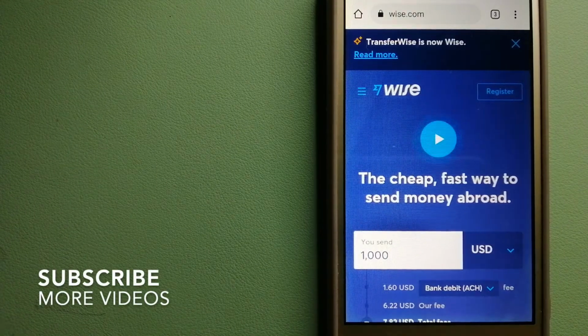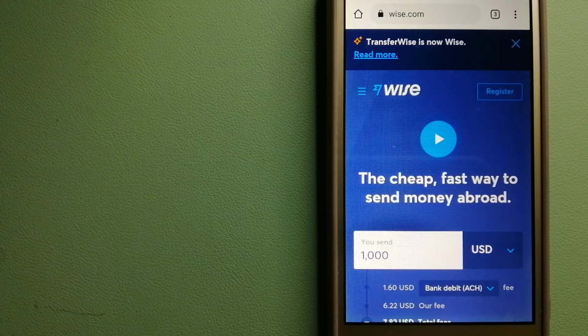Our first option is WISE, formerly known as TransferWISE. People on every continent around the world are choosing WISE to help them live, travel, and work internationally. They have the fairest and the easiest way to send money overseas. Using WISE is as simple as sending money from A to B.